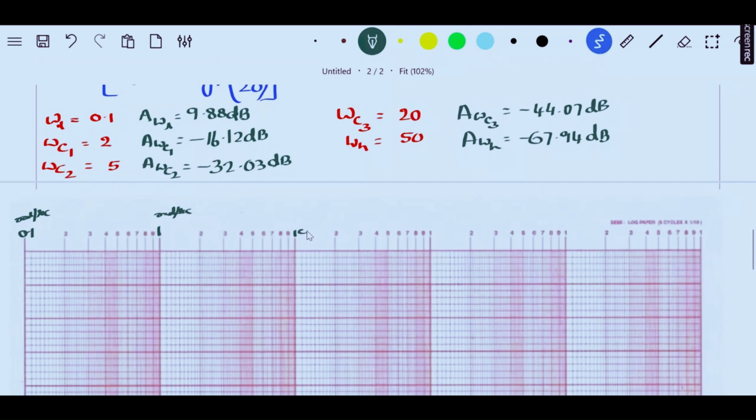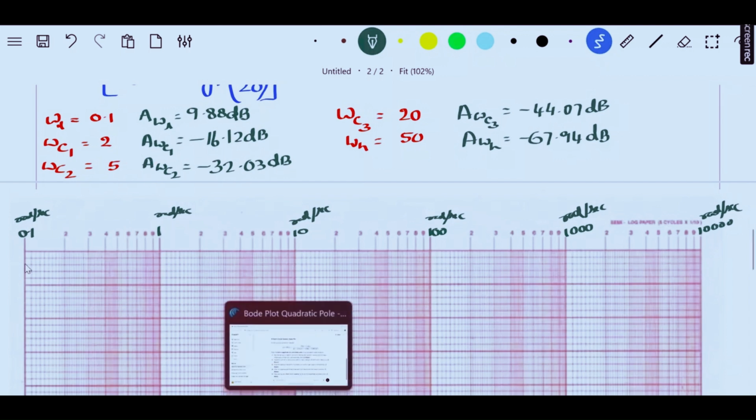radians per second. So 20, 30, 40, 50, this is 100 radians per second. 200, 300, 400, 500. So this is 1000 radians per second. So finally, this is 2000, 3000, 4000. So this becomes 10,000 radians per second. Fine. So this is how we mark the frequency now.